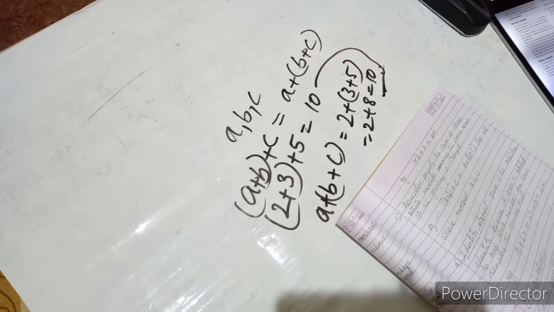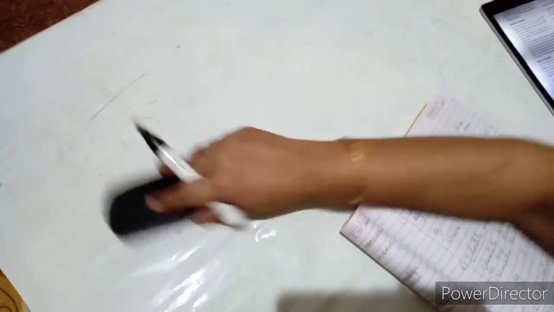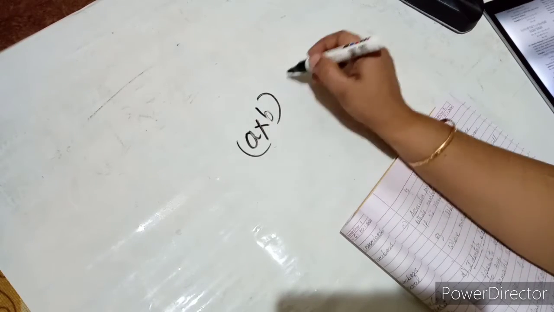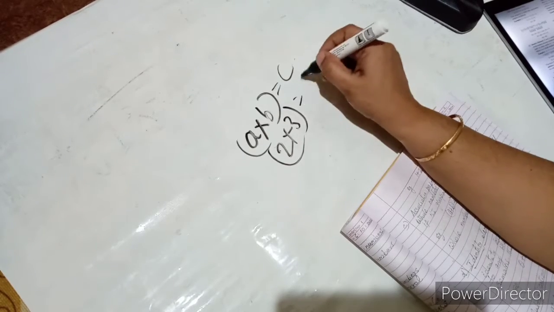Okay, next we are going to learn the properties of multiplication. Till now we covered the properties of addition. Now multiplication. First property, again closure property of multiplication. That tells if we multiply two whole numbers, A and B, we will get again a whole number. If 2 and 3 get multiplied, we will get 6.